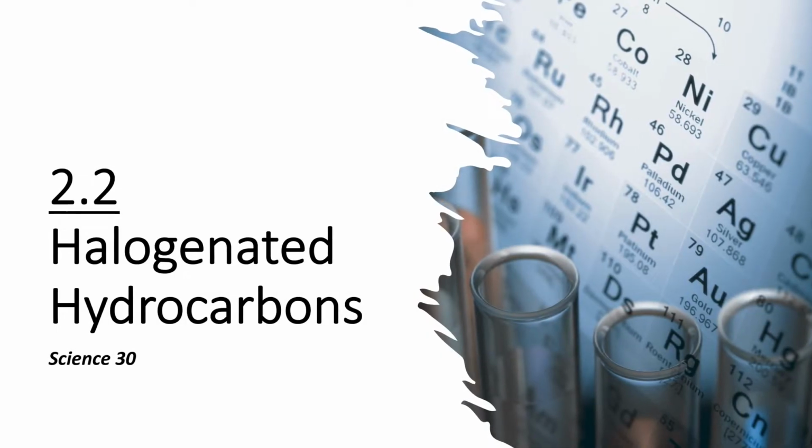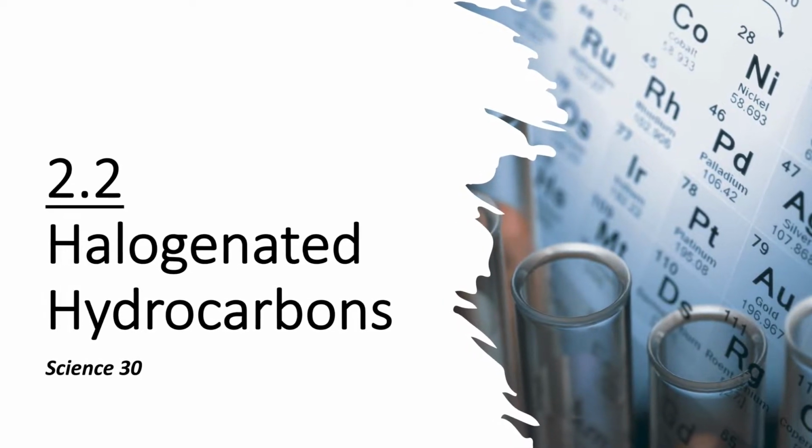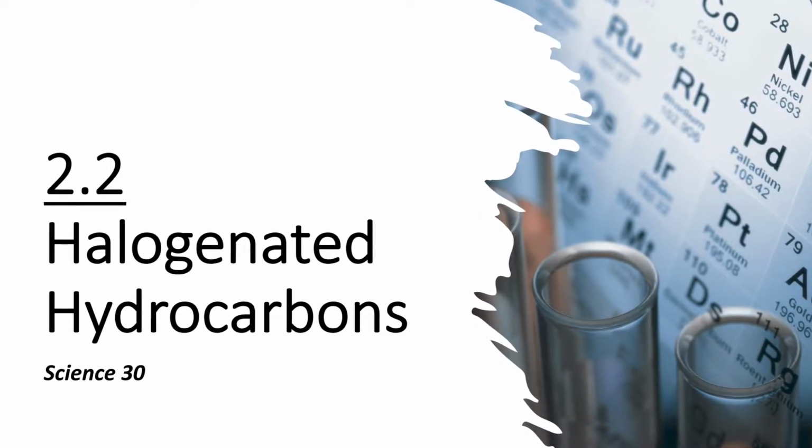Okay, welcome back Science 30s to our next lesson in organic chemistry. This is 2.2, and today we're going to be talking about halogenated hydrocarbons.